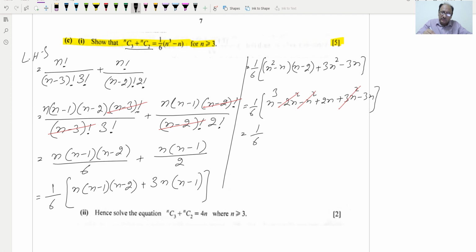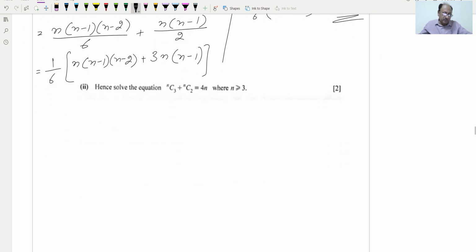Simplification, so 1 over 6, and inside will be n cubed minus n, and this is equal to right hand side. This is what we were supposed to prove, and this is done. Hence, now second part, hence solve the equation. This one is equal to 4n.